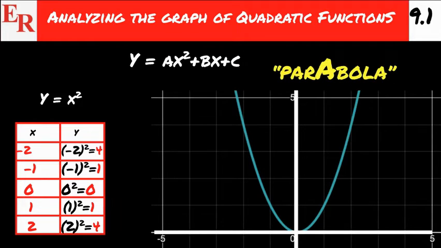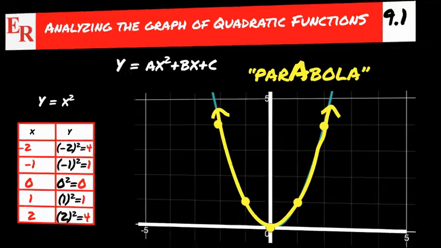The shape of this was called a parabola, and it was made by plotting (0, 0), (1, 1), (2, 4), (-1, 1), and (-2, 4), connecting them and putting arrows at the end. And that gave us the parabola in the parent function's graph, y equals x squared.